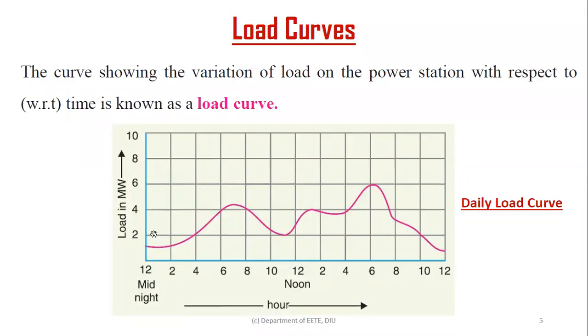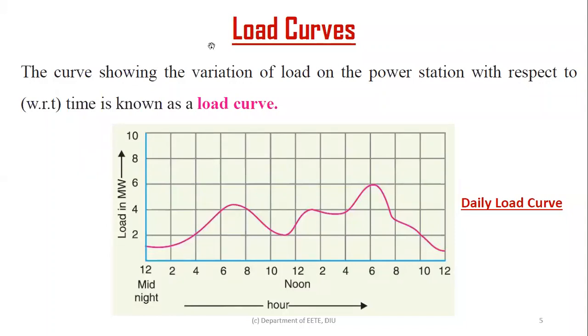So how do we get the average load? Basically we get the average load by adding every value. Suppose at 12 its value is 1 megawatt. At 2 the value is 1 megawatt. At 4 the value is 2 megawatt. At 6 the value is 4 megawatt. At 8 the value is 4 megawatt. So everything has a value. We add all and sum and divide by 24, and we get the average load.